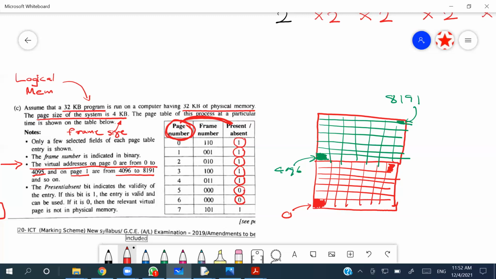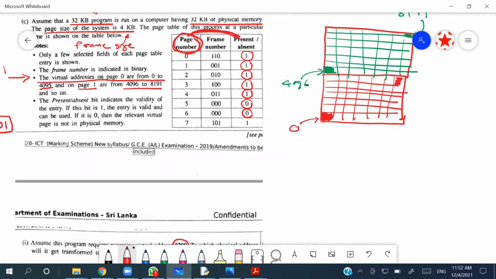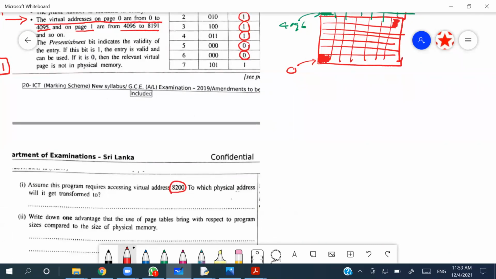The present/absent bit indicates the validity of the entry. If the bit is 1, the entry is valid and can be used. If it is 0, then the relevant virtual page is not in physical memory. Now the question that they were asking: assume this program requires accessing virtual address 8200. To which physical address will it get transformed? That means there is a logical address called 8200, and to which particular physical address is it being converted?